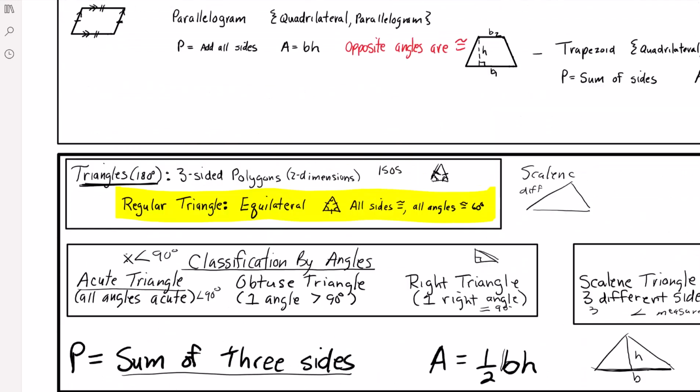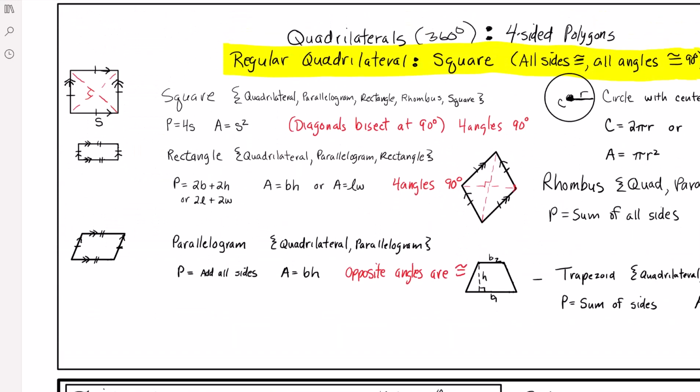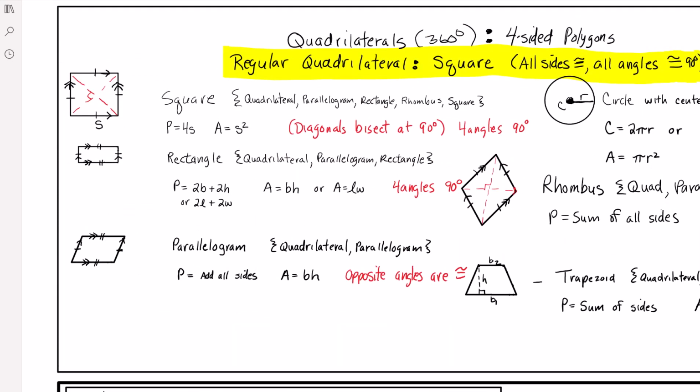Okay, then I'm going to move up here and we're going to talk about quadrilaterals. Quadrilaterals have four angles, and their four angles measure up to be 360 degrees. So think about that. If you've got a square, and in a square you've got four right angles, 4 times 90 degrees is 360 degrees.